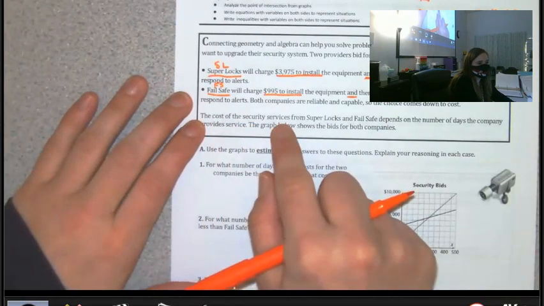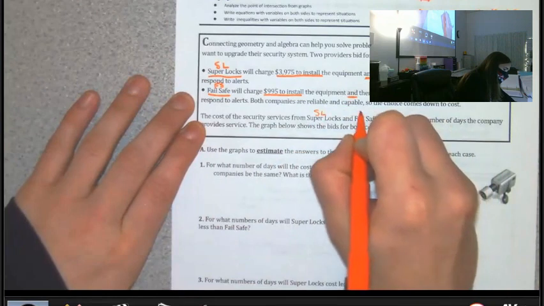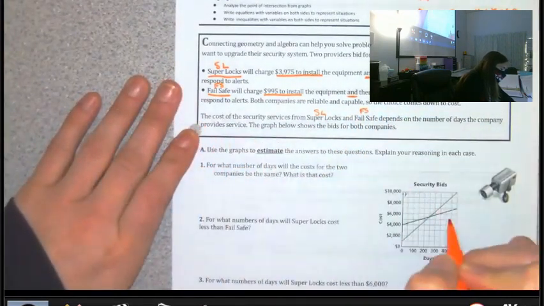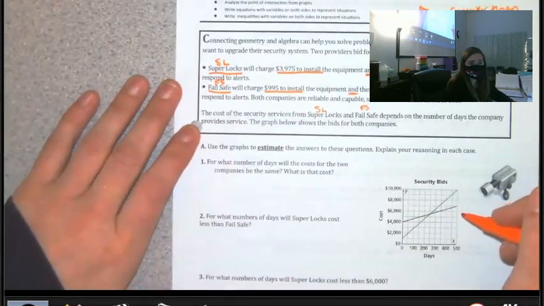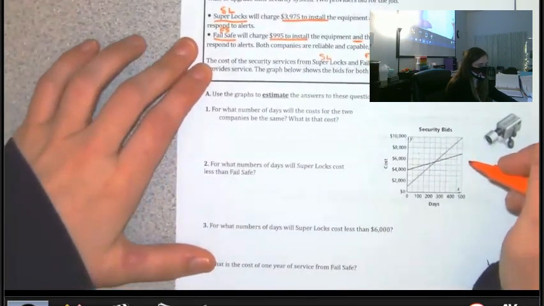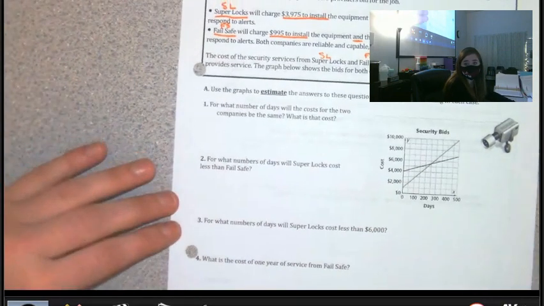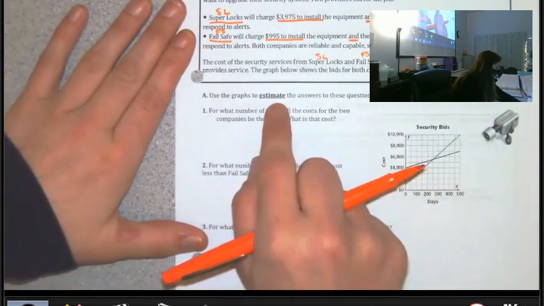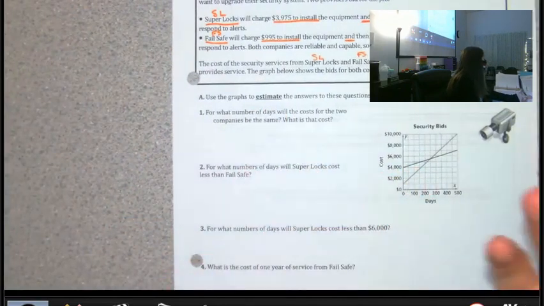The cost of the security services for Super Locks and Failsafe, so SL and FS, depends on the number of days the company provides the service. The graph below shows the bids for both companies. We're basically going to try and see which one is the best option for us. Is Failsafe going to be better for us, or is Super Locks going to be better for us? So we're going to use the graph and estimate, which means we don't have to have an exact answer. It's just an estimate, just a guess.